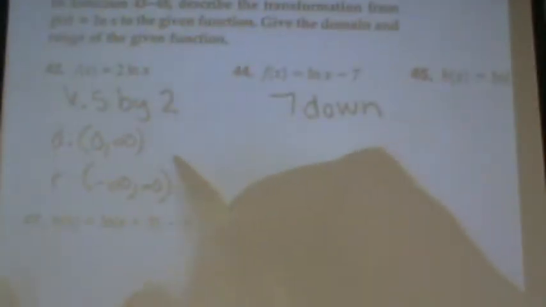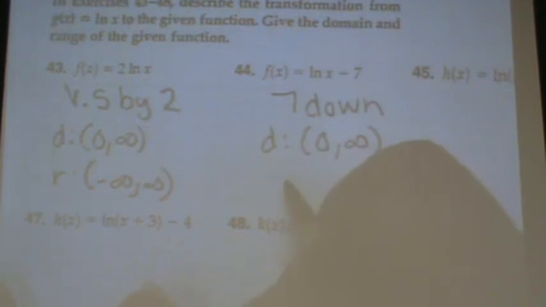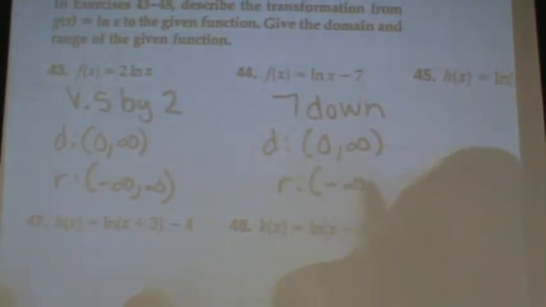Same with this. This is a shift 7 down. It's not going to change your domain from your parent function. 0 to infinity, and your range is negative infinity to infinity. That's not going to change it.